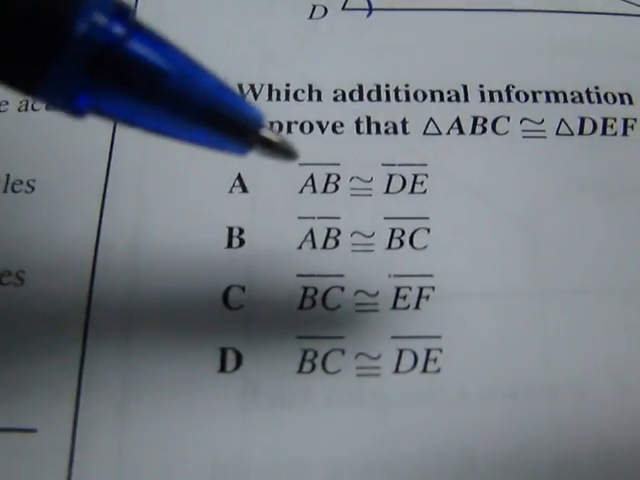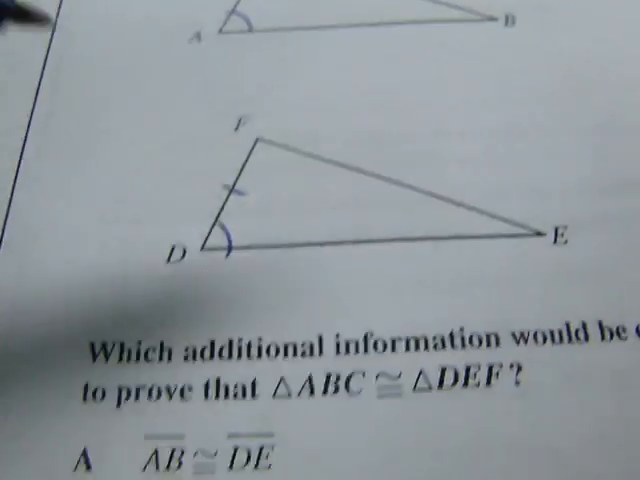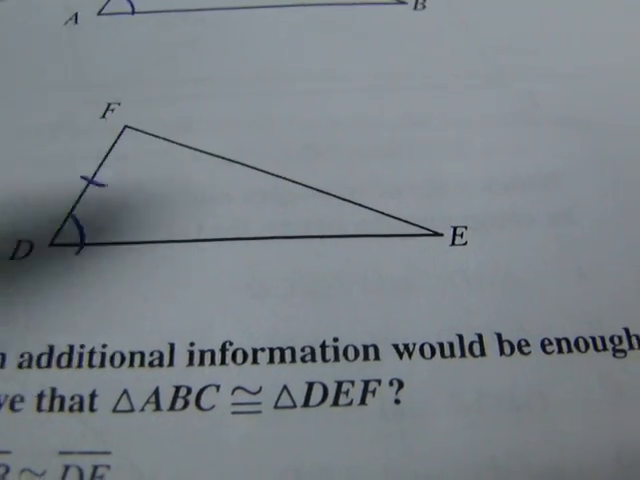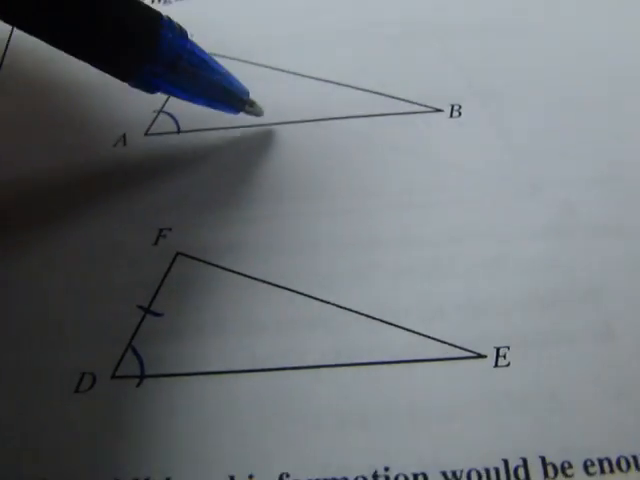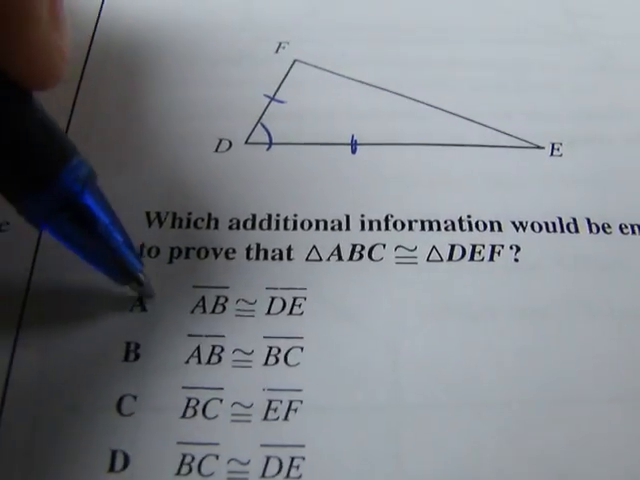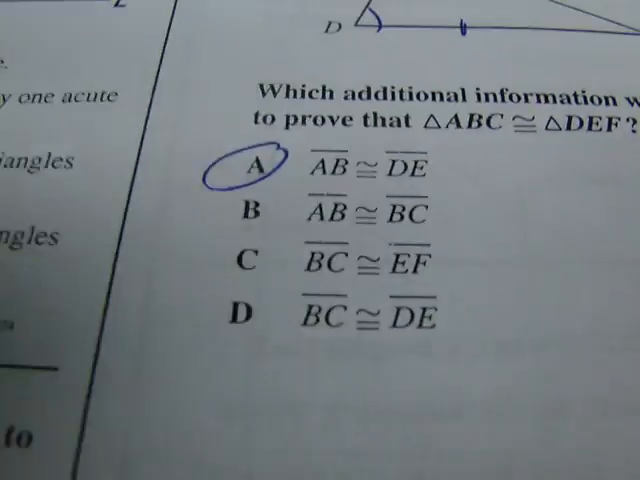It says AB is congruent to DE. Well, if AB was congruent to DE, would that give us side, angle, side? Side, angle, side? It looks like it would. So I think that's enough to prove that the triangles are congruent. Let's just take a look at a few of the others.